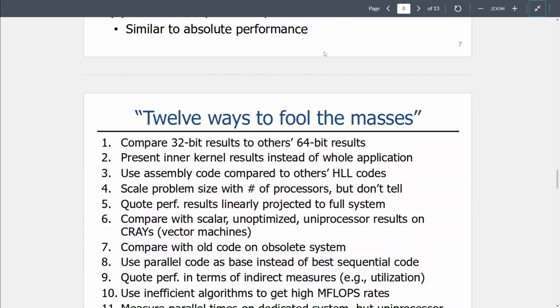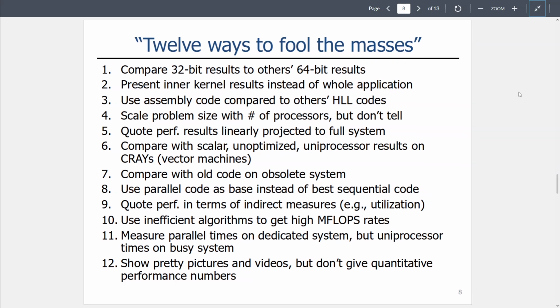And so, yeah, this is the slide I was kind of thinking of a few moments ago. Ways to fool the masses when talking about parallelizing programs. This is an old list, as you can tell by some of the things that are on this list, but some of them still very much relevant today. So, comparing 32-bit results to 64-bit results, obviously not a fair comparison. That's not apples to apples at all. Inner-kernel results instead of the whole application.